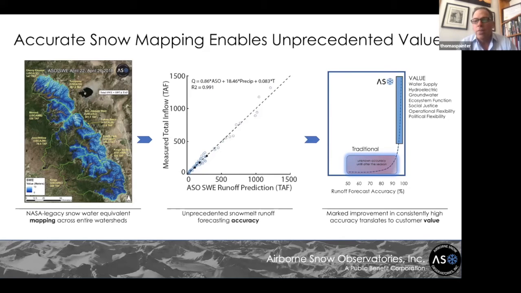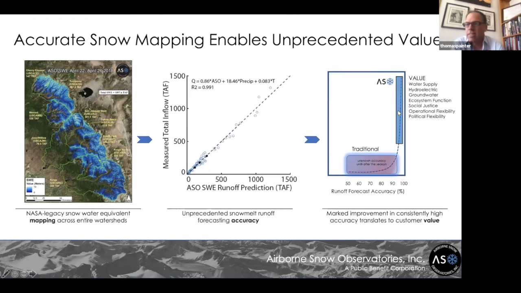With these mapping results, for the seasonal forecasting, even though we knew there was going to be value, we were shocked by the accuracy of the ability to forecast the measured total inflow. So that's the seasonal flow from the date of an ASO acquisition out through the end of July, so an updated April through July runoff.